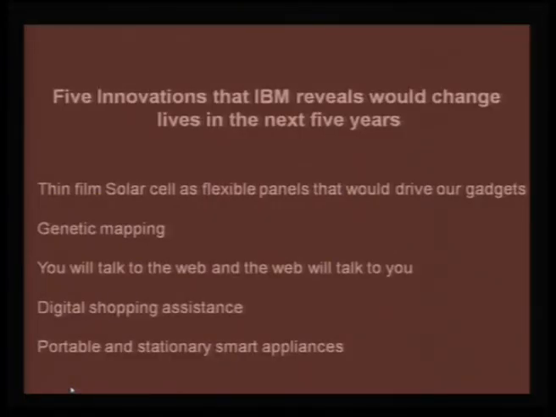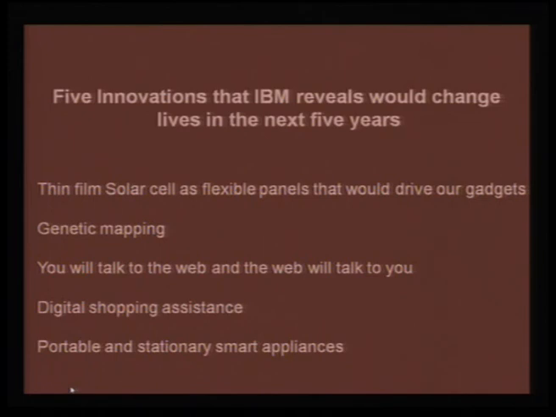So that is going to come in a big way, and then you can talk to the web, the web can talk to you, digital shopping, portable and stationary smart applications. Why I am highlighting this is, in all this, materials chemistry is involved. And if you categorize items 3, 4 and 5, these innovations are also in one sense display materials, where materials chemistry or polymers are used. So of the 5 innovations that are projected to revolutionize our modern living, 3 to 4 are, the majority seems to deal with inorganic and organic materials.